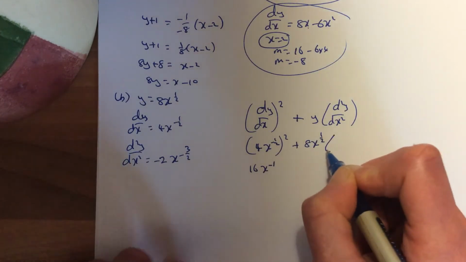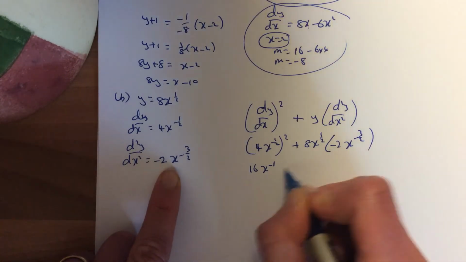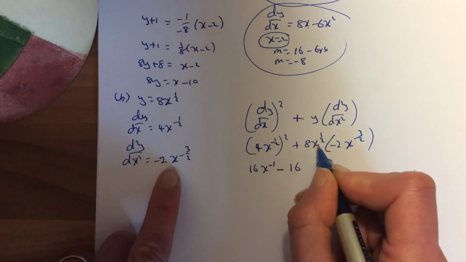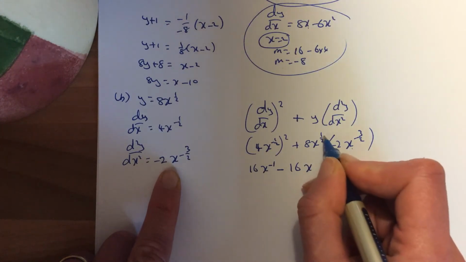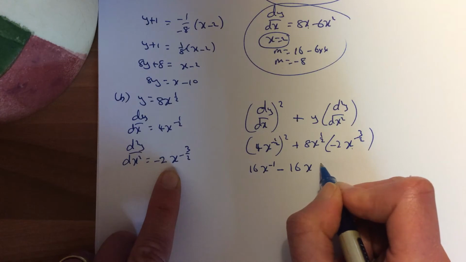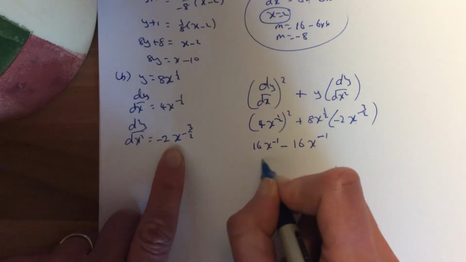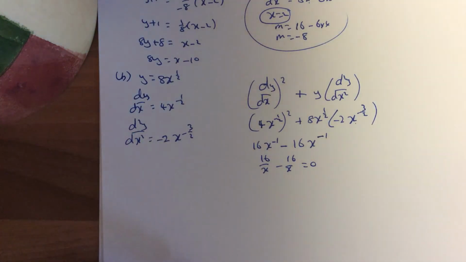Y is that, your second derivative, plus minus 8 2's. Multiplying numbers, you add the powers. So a half add minus 3 over 2, so it's minus 1. So that is 16 over x minus 16 over x, which gives you 0, which is what they were asking you to find.